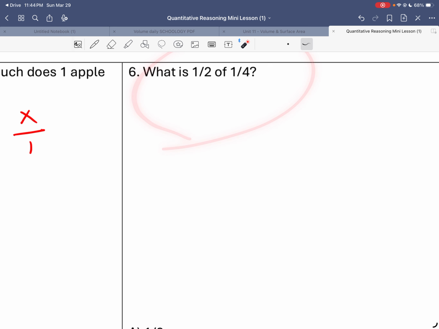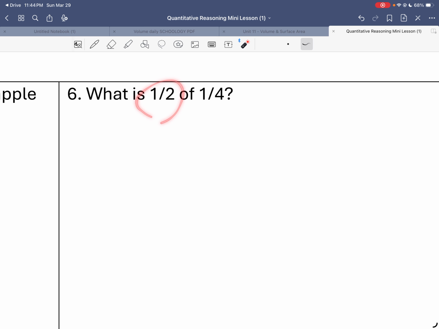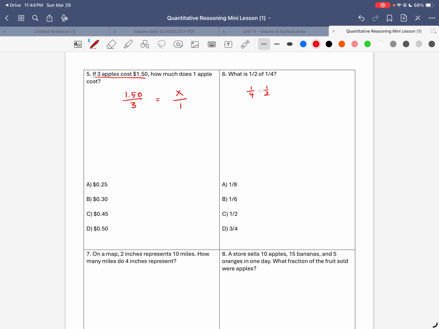Maybe this one is the hardest one. What's 1/2 of 1/4? So basically, you're going to cut this one in half. 1/4, you're going to cut in half, like times 1/2, like this. So what is it going to be? You got this. So I think I went over pretty much all the questions that you really need.